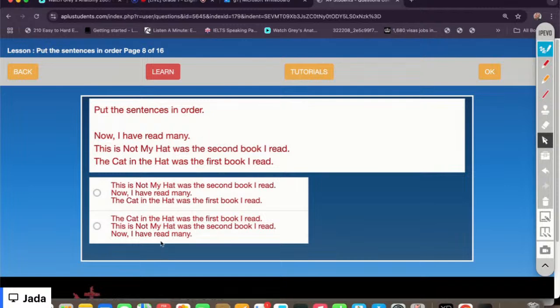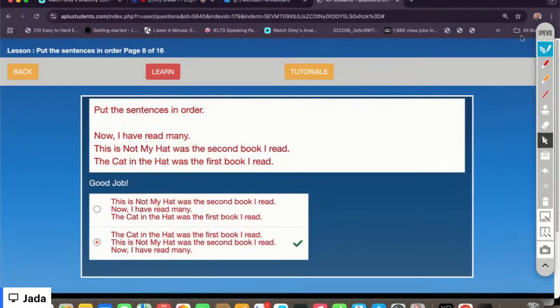So it would be The Cat in the Hat was the first book I read. This is Not My Hat was the second. Now I have read many. Okay?